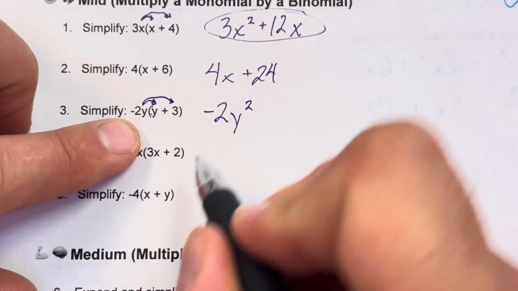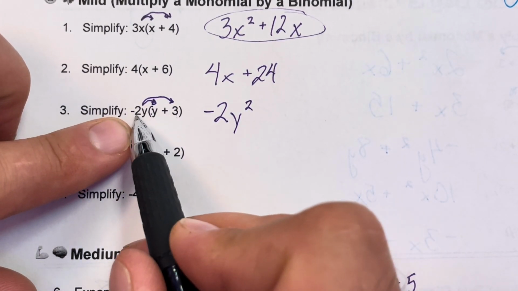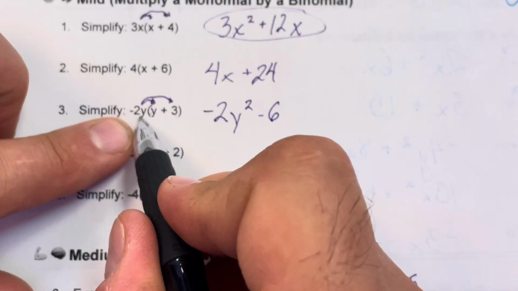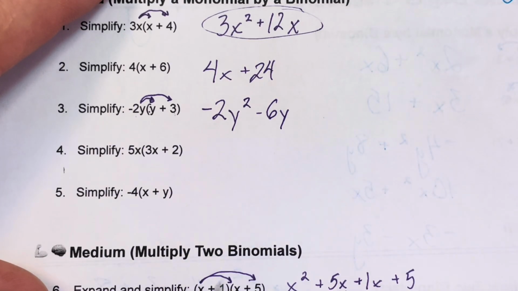Now I need to distribute this to the 3. Now the 3 doesn't have a variable, so it's just multiplying the 3 times the negative 2 to get negative 6. And remembering to add that one y in there, one of the y's, not the y squared.